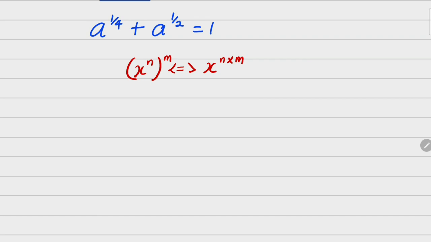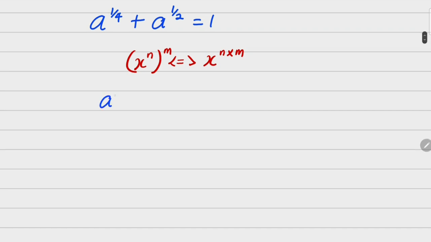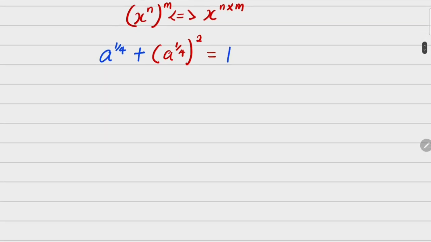So what I'm going to do now is to have my a raised to the power 1 over 4, then plus, instead of a raised to the power half, I will make it a raised to the power 1 over 2, then 1 over 4, then raised to the power 2, is equal to 1. So therefore, let me write it: a raised to the power 1 over 4 plus a raised to the power 1 over 4, all raised to the power 2, is equal to 1.